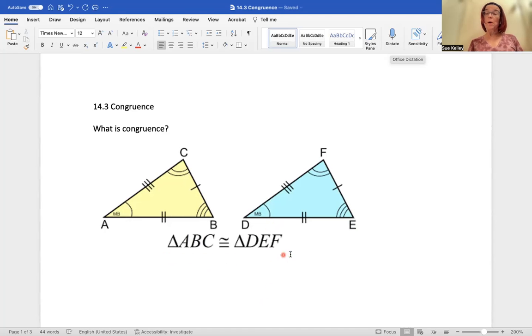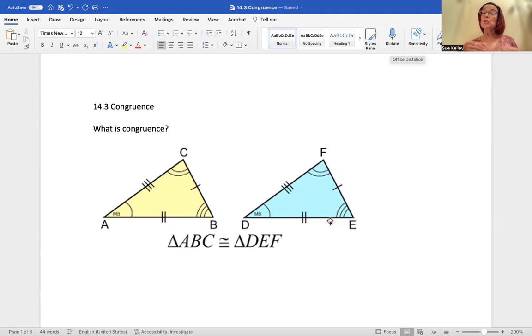And it's important when we're naming congruent figures that we match up the parts. So triangle ABC is congruent to triangle DEF. Notice that the parts are matching up. We wouldn't say triangle ABC is congruent to triangle FDE. That wouldn't be true because those parts are not matching up in our description of congruence.